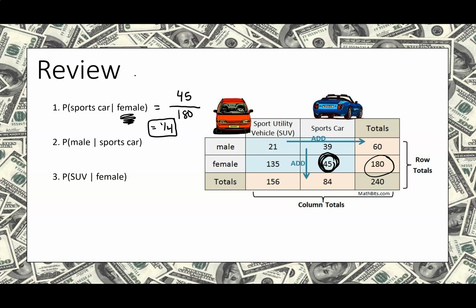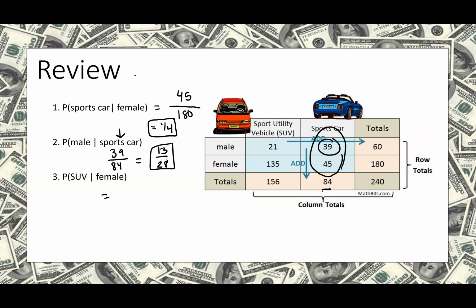All right, next one. What's the probability of being male given you have a sports car? Well, for this one, we want to combine the male and sports car. Male and sports car would be the 39. Divided by the total number of sports cars. Where's that sports cars right here? It's going to be 84. Sorry about that, folks. And that reduces to 13/28.